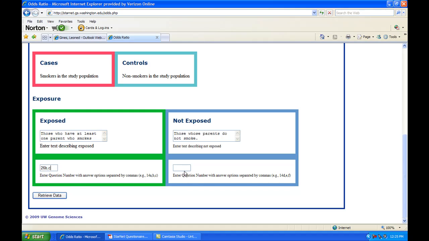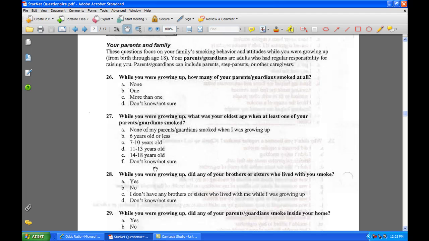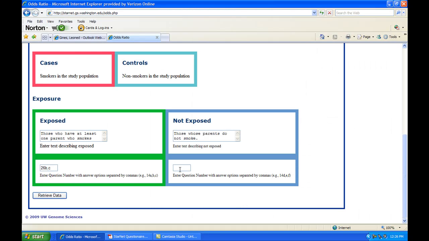The same idea here. It asks you to enter a question number and an answer option. For the not exposed, again, these are the people whose parents do not smoke. If you look at the questionnaire, the answer choice that corresponds to that is 26A, right? If they answer this, then these are people who don't have parents that smoke. So that's what you type in here, 26A. And then once you do that, you click Retrieve Data.